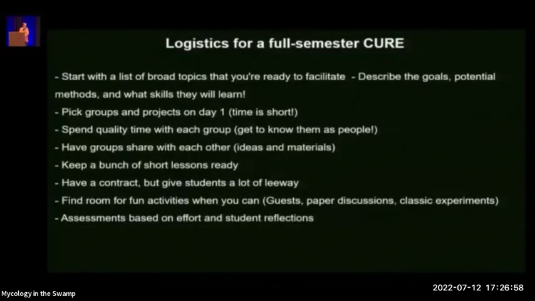Give students a lot of leeway in how they self-organize in their group. Nobody wants the bad lab partner, of course, but try not to micromanage them. They're adults. They're good at this. Find room for fun activities when you can. I am going to try to have more guest meetings with mycologists because students really seem to love that. And then assessment, this one's tricky, but I've essentially just moved to ungrading and I let them grade themselves through that self-assessment at the end. Nobody has given themselves less than a B ever. Surprise, surprise.